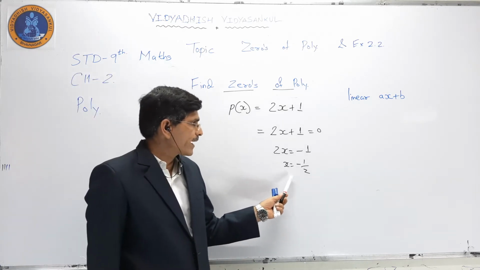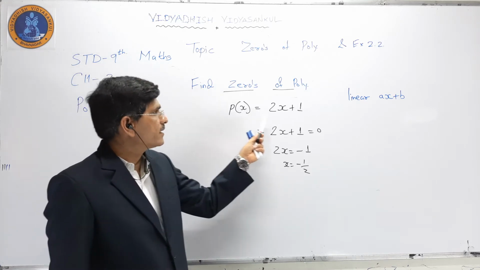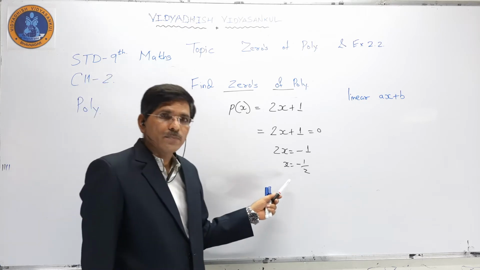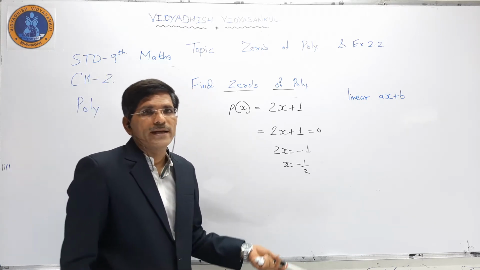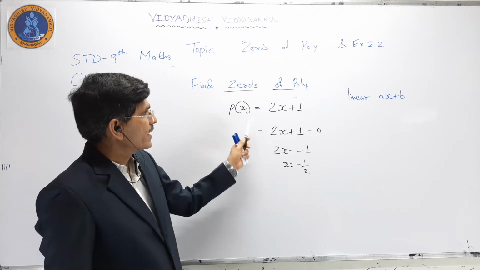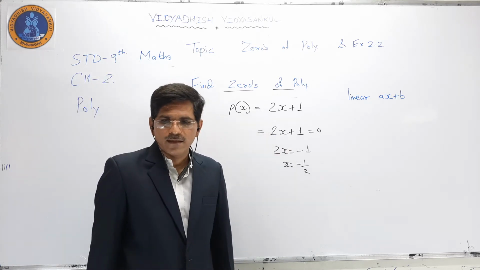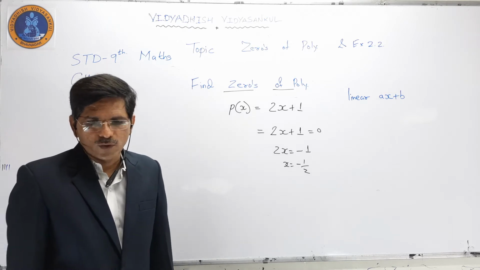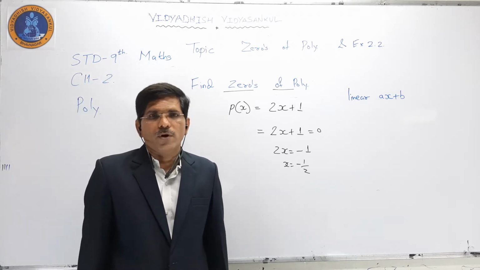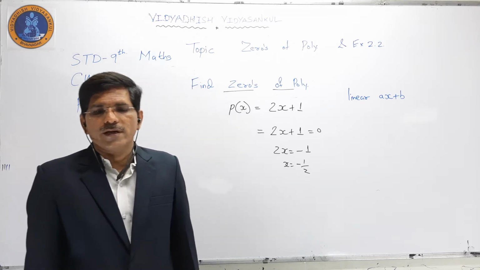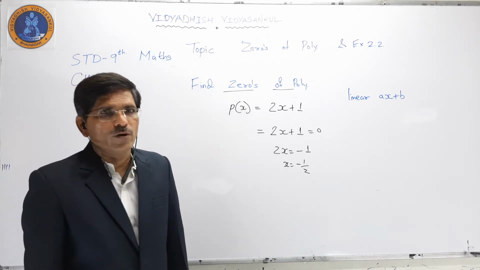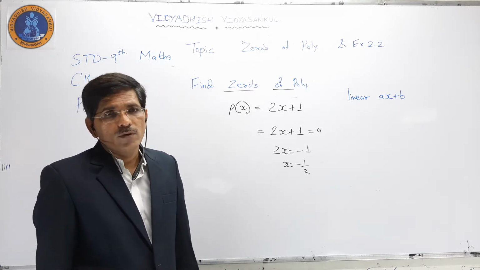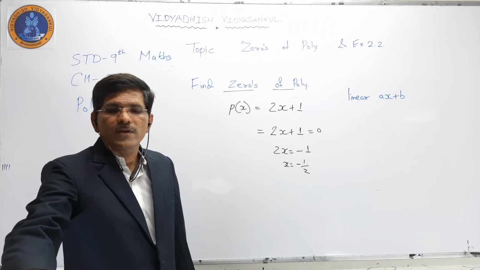Now if I put x equal to minus 1 by 2 here, I will get the answer 0. So every real number can be a zero of a polynomial, and we can get any number related to it.